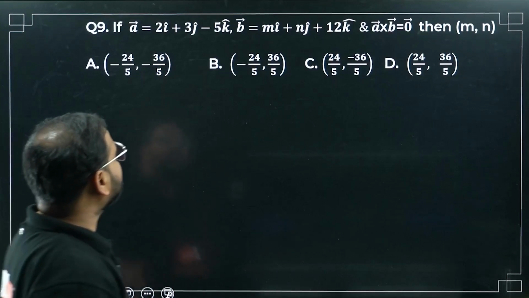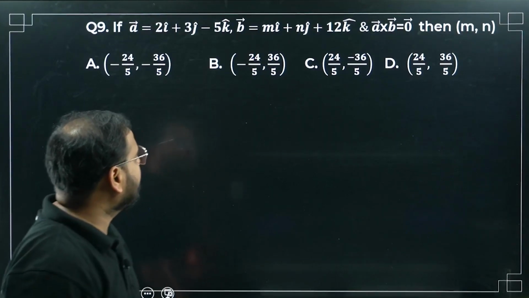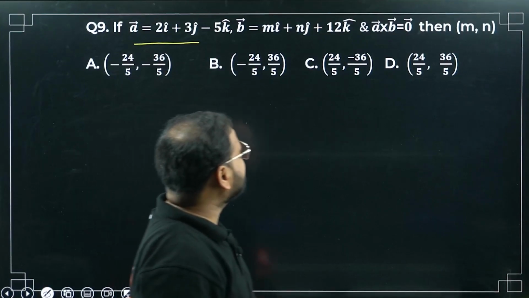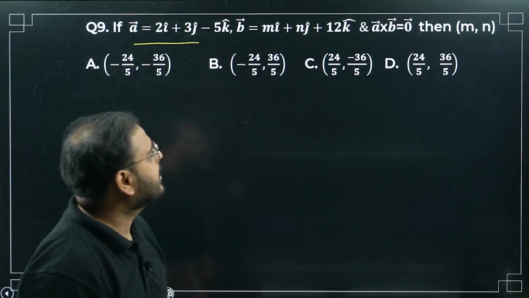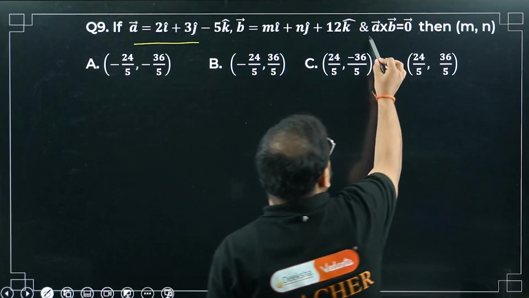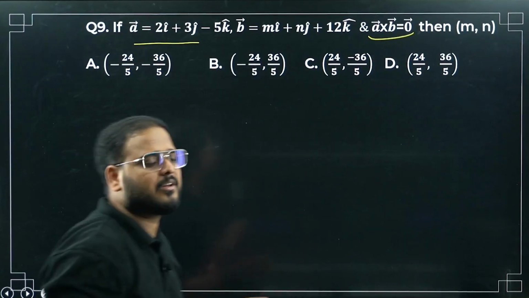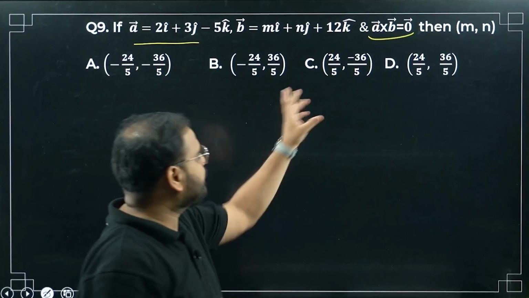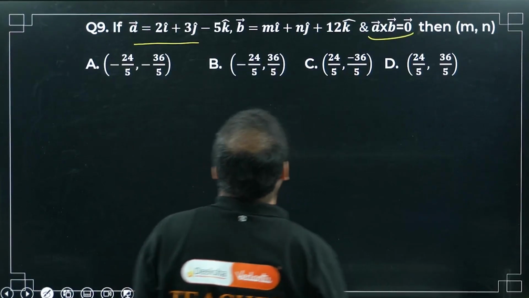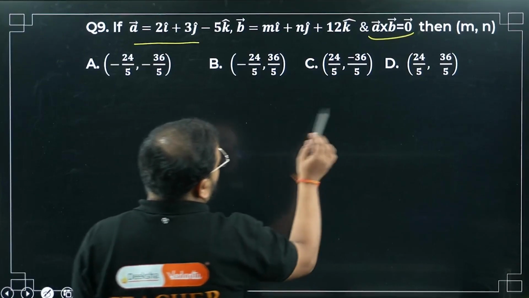Question number 9. 2i cap plus 3j cap minus 5k cap is given as vector A. Vector B is m i cap plus n j cap plus 12k cap. A cross B is equal to 0, then find m and n. They have given this condition, which means A and B are collinear, either parallel or whatever it is. Find m, comma n. Let's do it. How will you find A cross B?